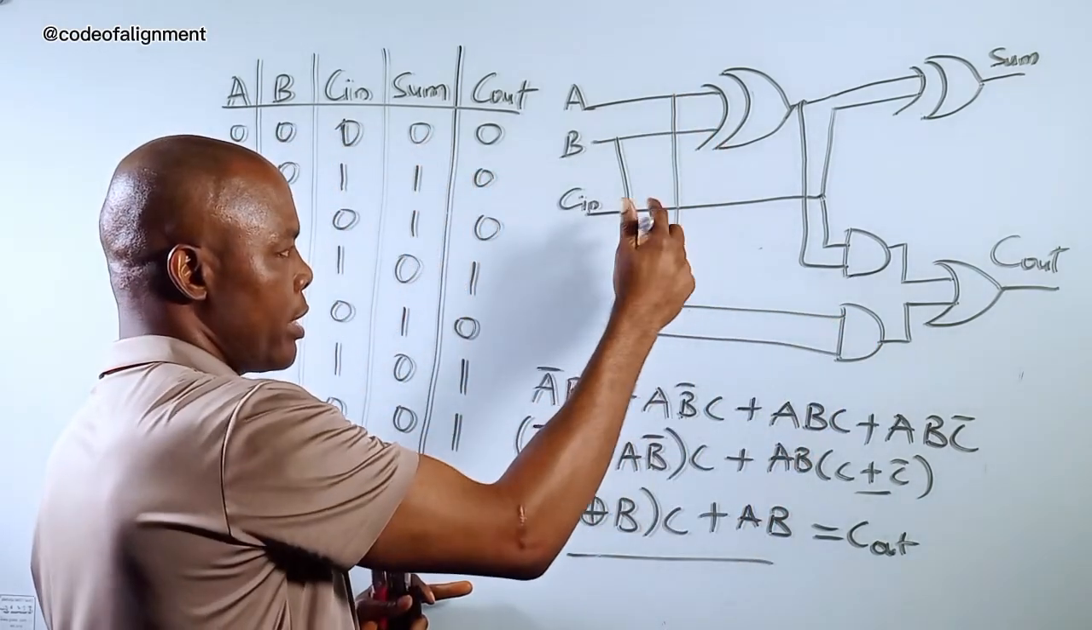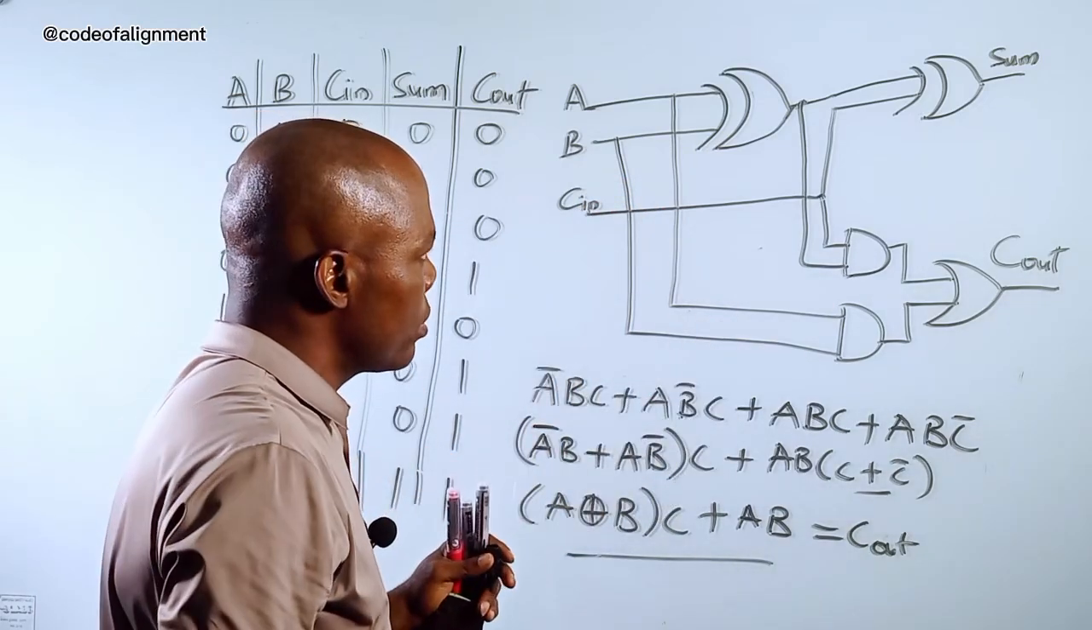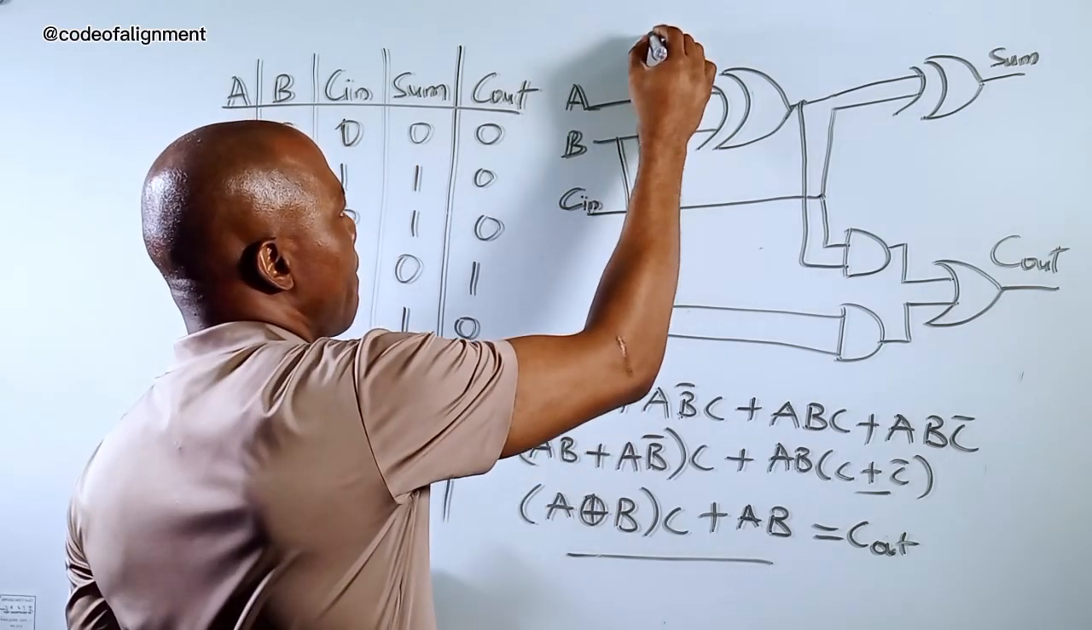So they are not joining. I don't want to cough it. Just note that. So this is our output. So this is our full adder.